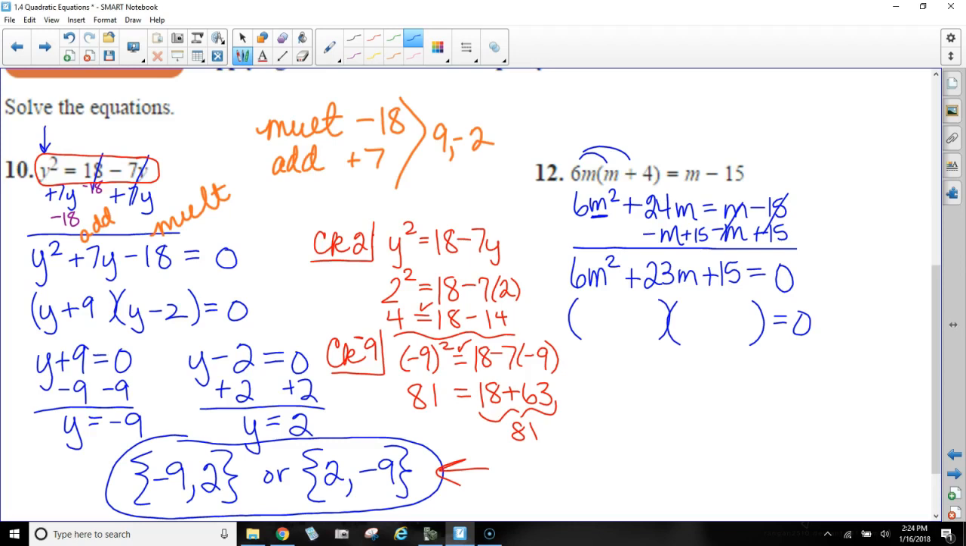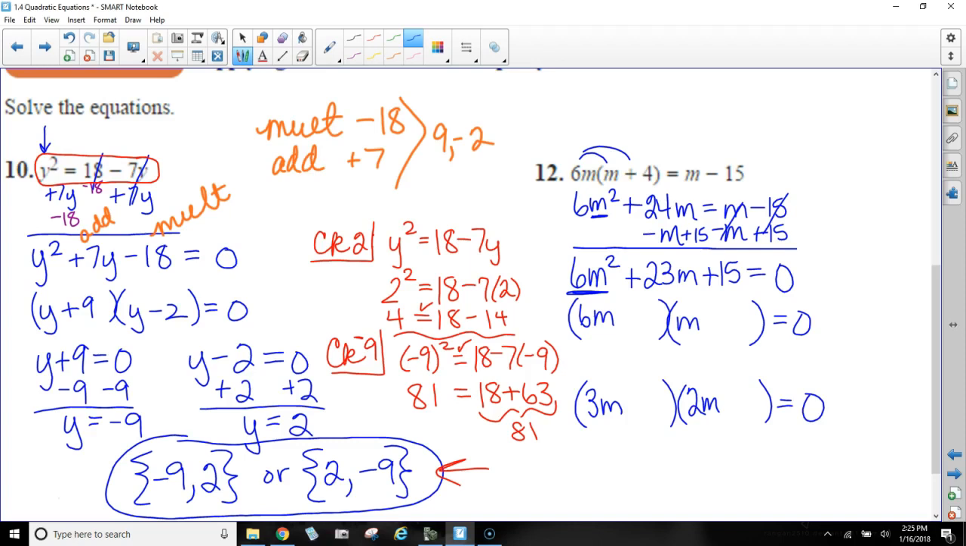On this type of problem, there's a couple of different ways that I can organize this so that first times first gives me the 6m squared term. I could have a 6m here and a 1m here, or I could also have, say, a 3m here, and then if I had a 2m here, first times first would still give me that 6m squared. So I have a couple of different possibilities that I need to check.